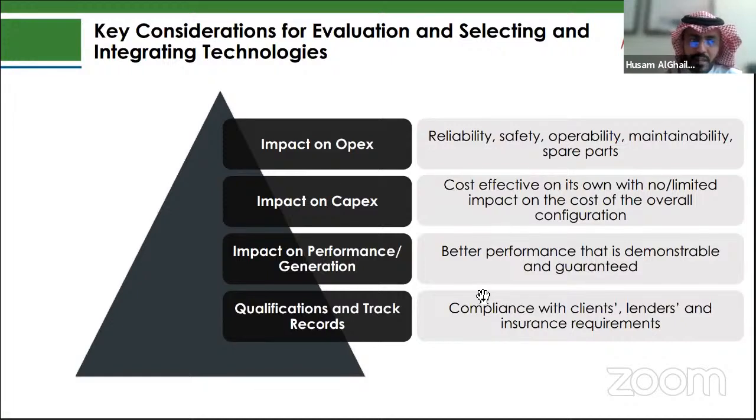So making one improvement in one variable doesn't necessarily mean that everything else will be the same. So the burden is on the providers of those solutions to demonstrate that whatever solutions they are bringing to the table will be cost effective on their own, and will not have an impact on the overall configuration.